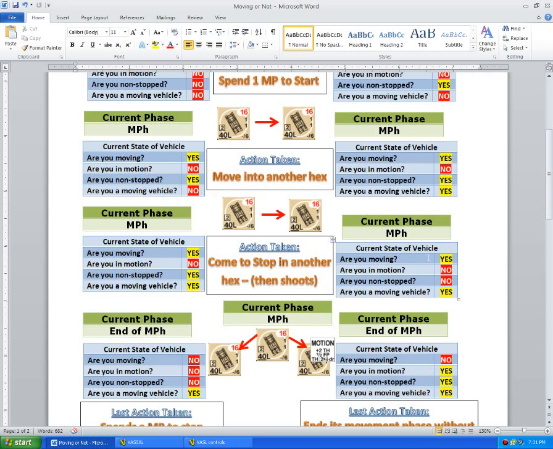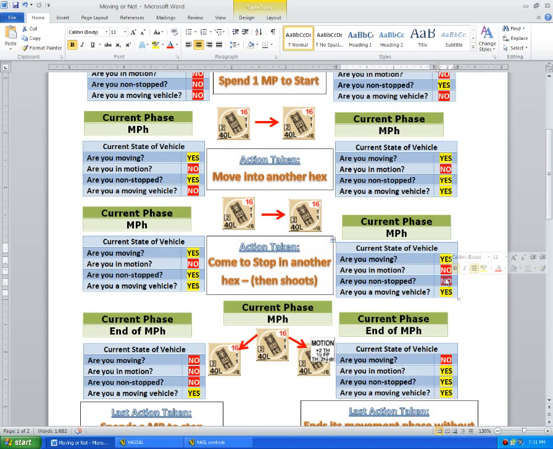Are we moving? Yes, we are moving because we're spending movement points on it. We just spent a movement point to stop. Are we in motion? No, we are not in motion because we don't have a motion counter on it. Are we non-stopped? No, in fact we are stopped. So no, we are no longer non-stopped. Our last movement point we just spent was to come to a stop.